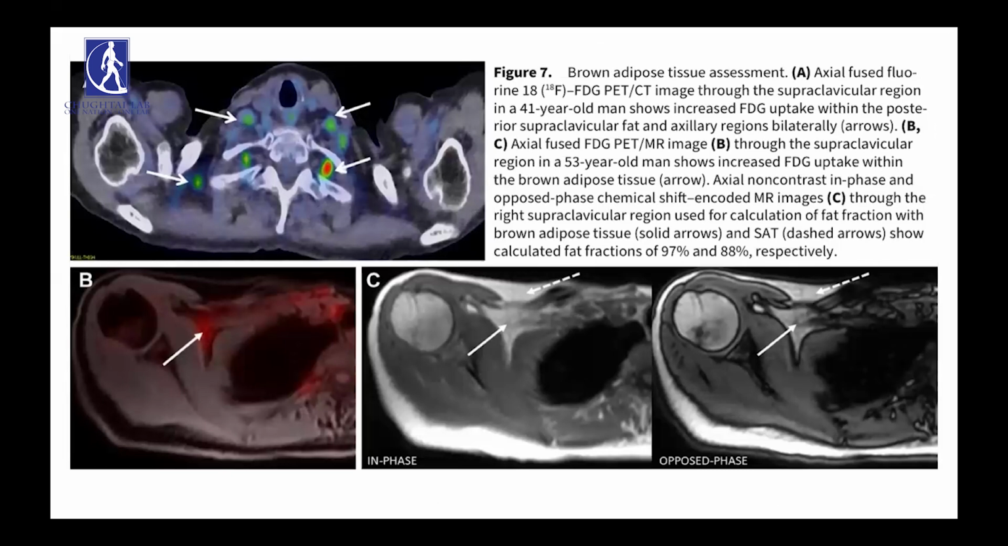These are FDG PET and CT images which show increased FDG uptake in brown adipose tissue in the supraclavicular and axillary region. I have just added these slides so that you know how we assess brown adipose tissue on a nuclear study.